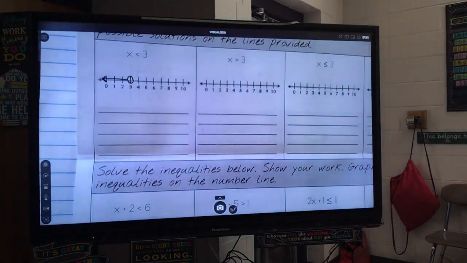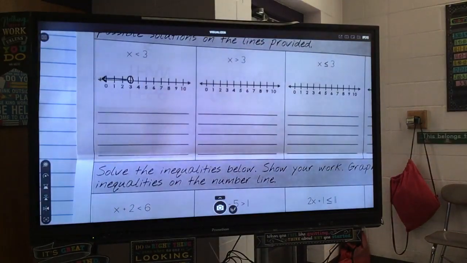All right, so this is where your color comes in. And when you're dealing with inequalities, you have solution sets. You do not have an answer.